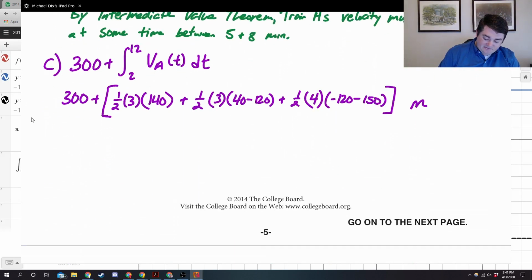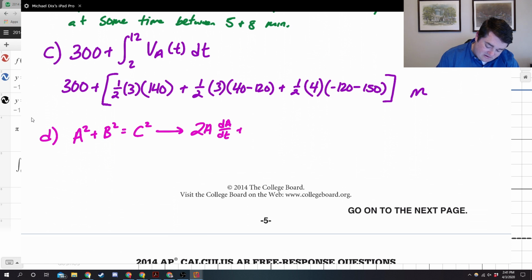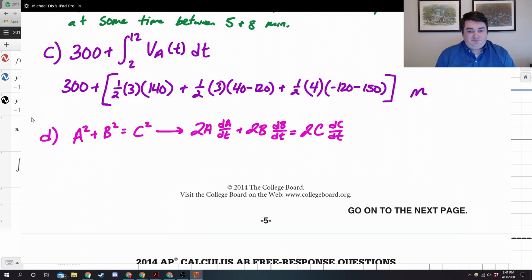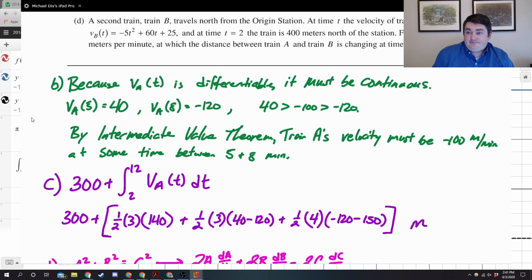So let's come down here where I've got a little bit of space and say if a squared plus b squared equals c squared, then I can take the derivative of this with respect to t and say 2a dA/dt plus 2b dB/dt equals 2c dC/dt. Okay? And at this point, I want to start plugging in everything that I know.